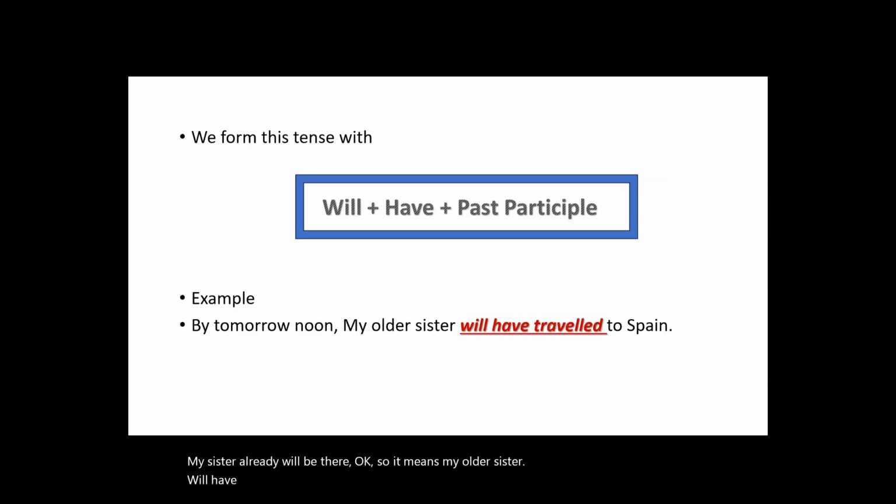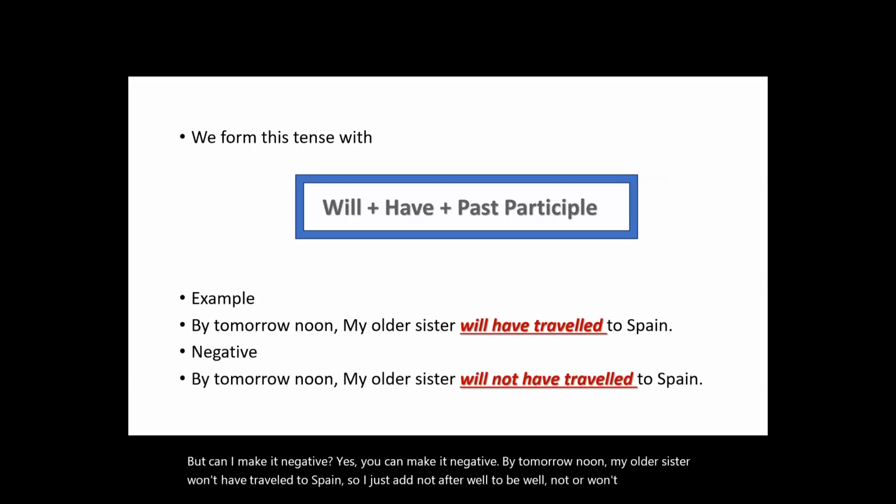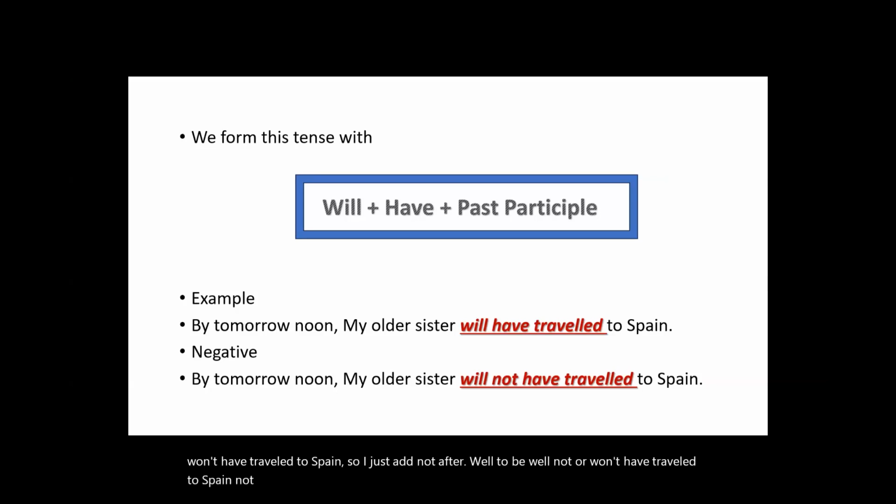She will be there. Okay, so can I make it negative? Yes, easily you can make it negative. By tomorrow noon, my older sister won't have traveled to Spain. So I just add not after will, to be will not or won't have traveled to Spain. She will not reach in that time. Okay.